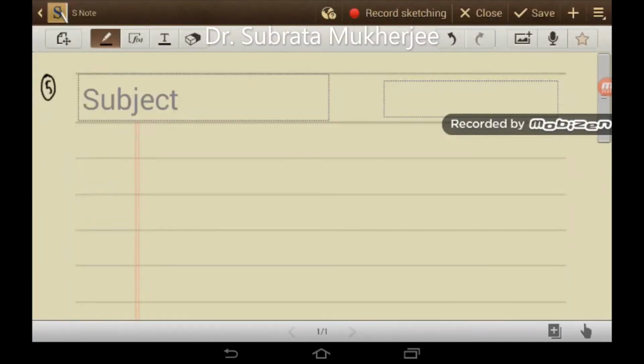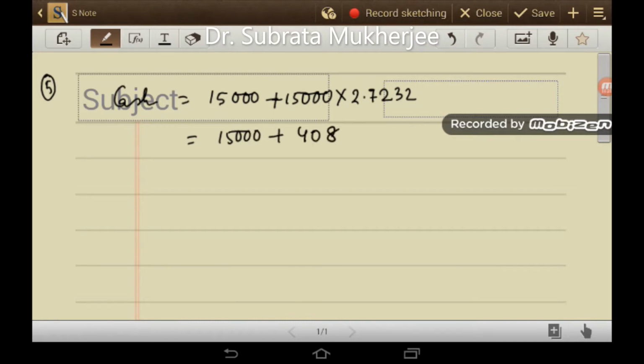In this problem, the cash price is not given. The hire purchase price is given as rupees 60,000. So we will calculate the cash price of the asset. So 15,000 is the down payment plus 15,000, the yearly installment, into 2.7232. So this is the annuity which is given in the question. So 15,000 plus 40,848 will give you 55,848. So this is the cash price of the asset.